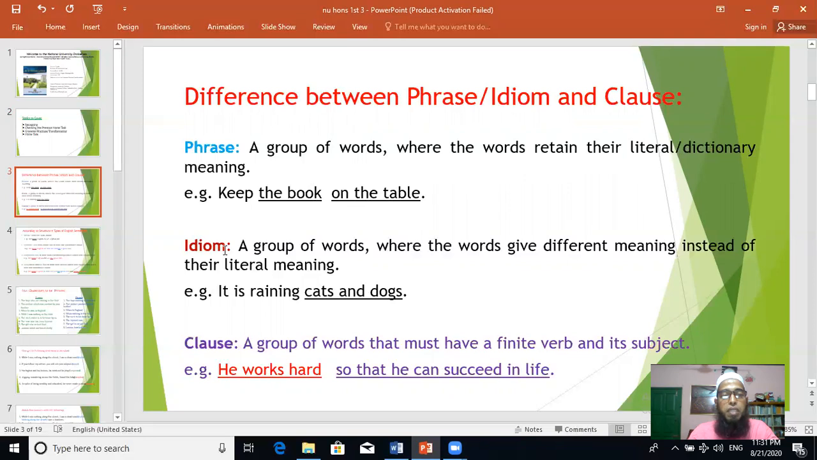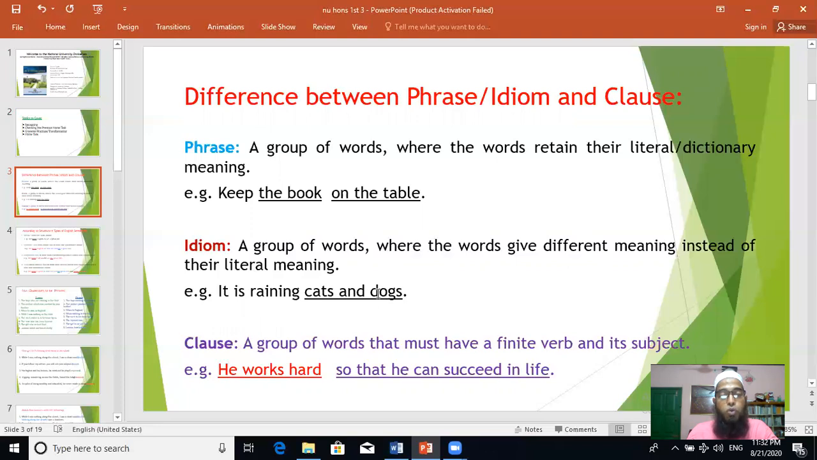Look at the definition of idiom. An idiom is also a group of words where the words give a different meaning instead of their literal meaning. For example, it is raining cats and dogs. Cats and dogs: cats is an animal, dogs is an animal. But in this sentence, cats and dogs together give a different meaning: a torrential rain, heavy rain. It is raining heavily. Cats and dogs means heavily here. So this is an idiom. This is not a phrase.